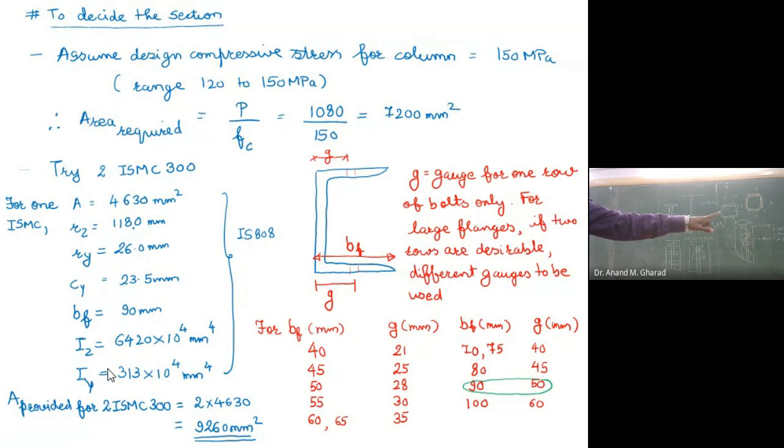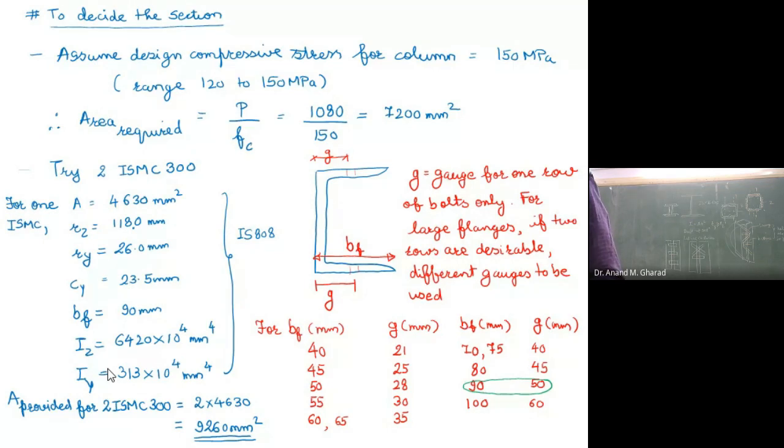Yes, the area which is provided for double ISMC 300 will be twice the value whatever we have assumed. Now see, listen carefully all of you. This section which I have assumed, I have taken the area on the very higher side, if you can notice. Otherwise I have told you that 5 to 10% more can even be chosen. It is up to the designer. You can select as per your wish, but while selecting, make sure that this area is more than the area required. That care you are supposed to take.